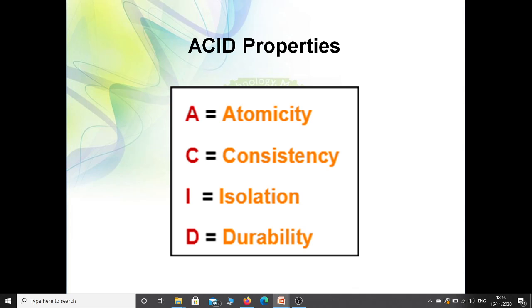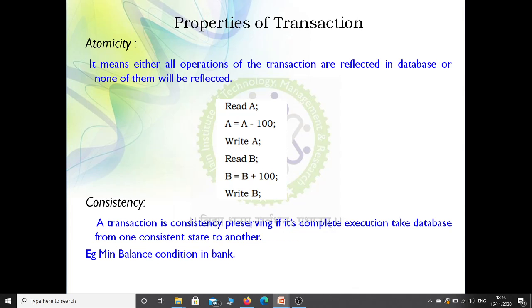So let's try to understand all these four properties one by one. Very first, we'll discuss atomicity. First of all I will give an example, and then we try to understand what atomicity is. Again the same example: I want to transfer 100 rupees from A to B. Initially I read the value of A, I deduct 100 rupees from A, then I perform a write operation on A.